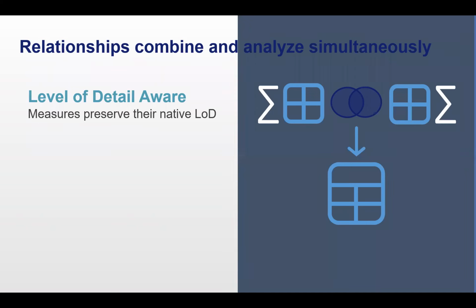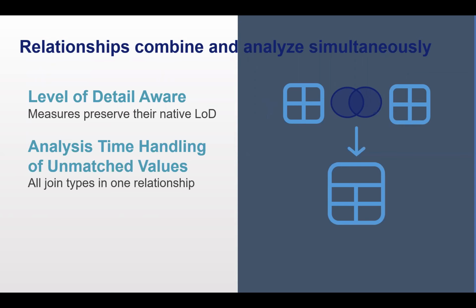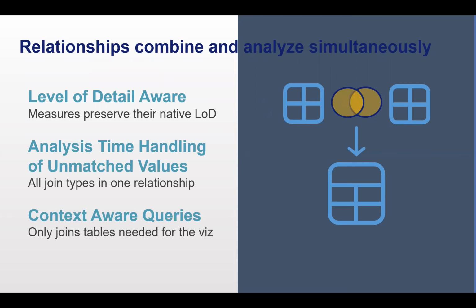Being able to handle unmatched values is another benefit. Since unmatched values are handled individually per viz, a single data source can simultaneously support all the join types, such as inner, left, right, and full outer joins too. Tableau only pulls data from the tables that are relevant for the visualization. If you're only analyzing a single table, no join happens at all. Users can add more tables to their data source with no impact on query time. And when you combine tables using relationships, it's like creating a custom flexible data source for every viz on a single data source.